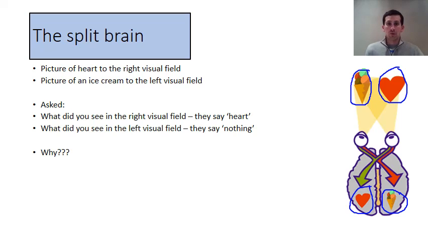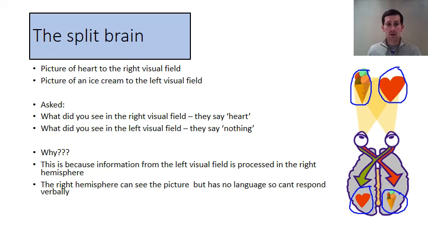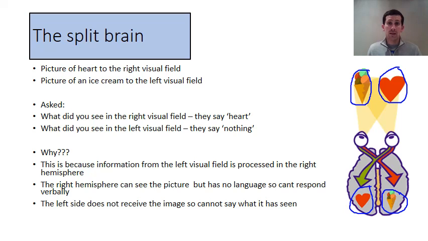So let's go through that one more time. Why does this happen? Why do they say nothing when they can clearly see the ice cream? It's because the information presented on the left side, that left visual field, is processed in the right hemisphere of their brain. And that right hemisphere can see the picture but has no language centre, so it can't respond verbally. The left side doesn't receive the information because there's no corpus callosum, so it can't say what it's seen, whereas usually we'd be able to do that.